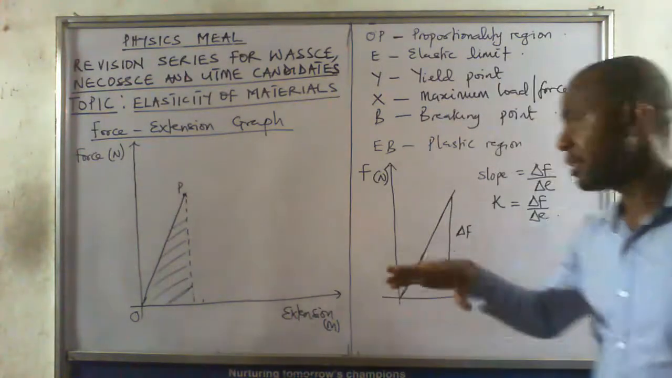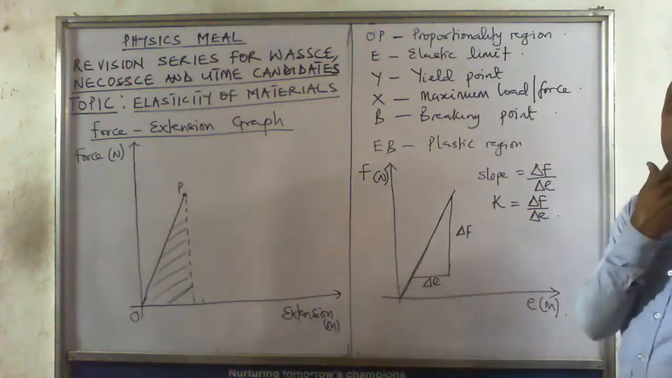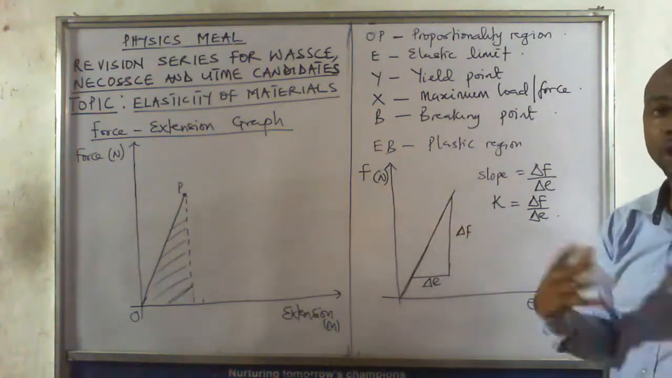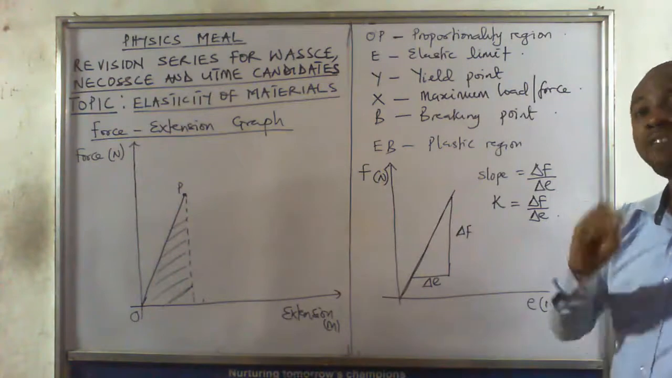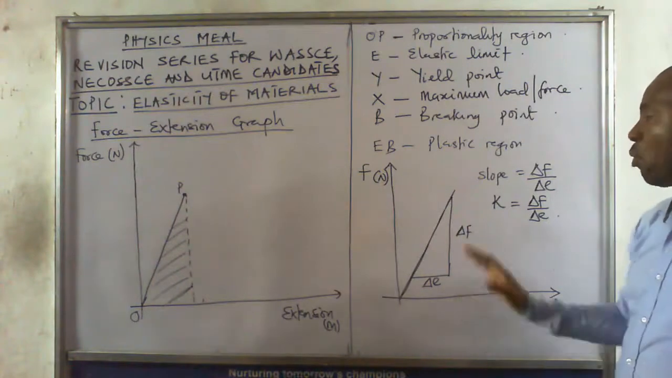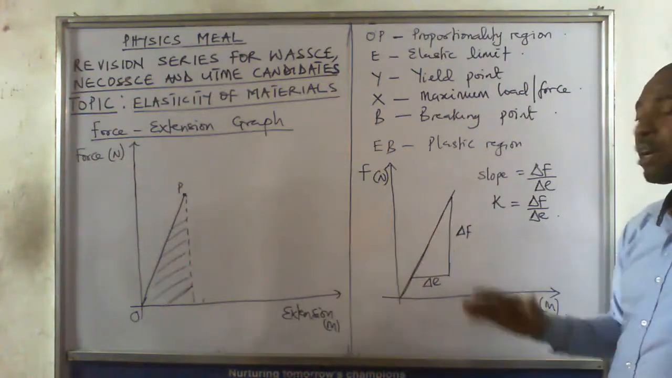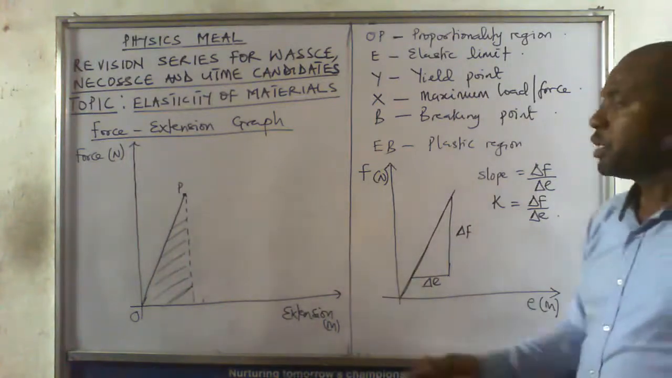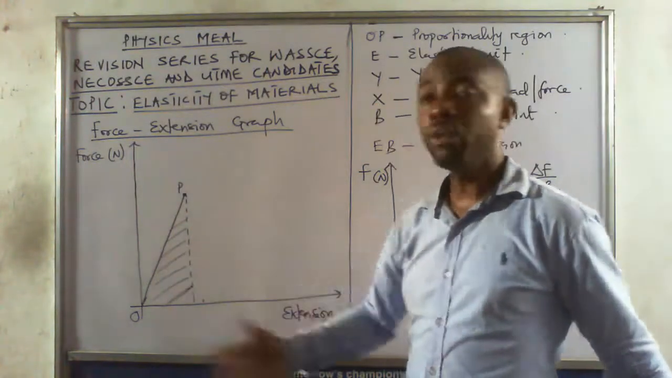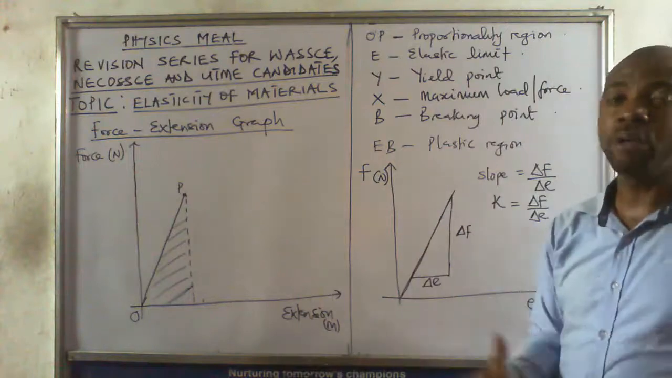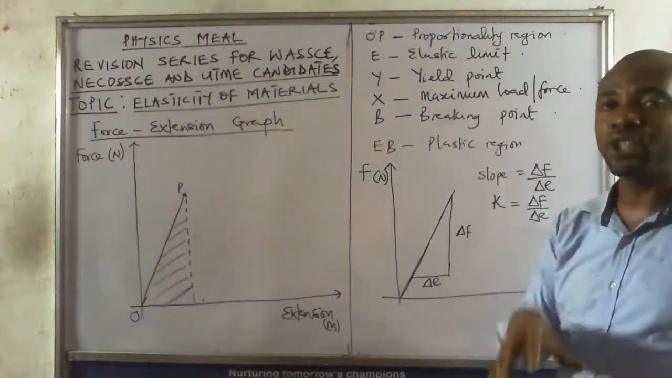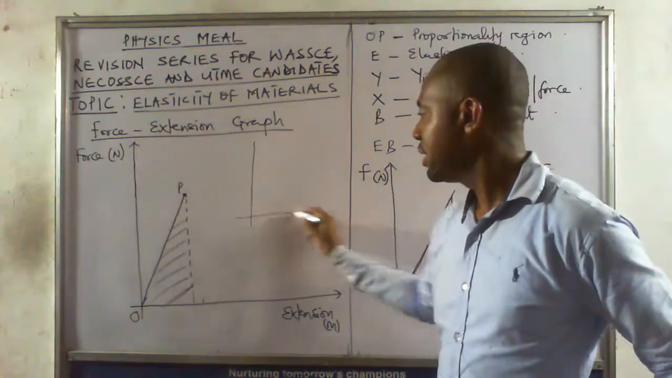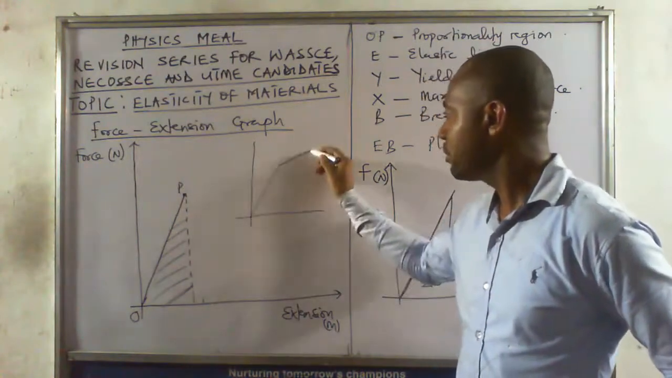So two important things that we're going to take home as far as the force extension graph is concerned, if Hooke's law is obeyed. One, the slope of the graph will give us the force constant or the elastic constant. Two, the area under the graph will give us the what? The work done by the elastic material, or the energy stored in the elastic material. Remember, it's still possible that the shape can change. We can have something like this.